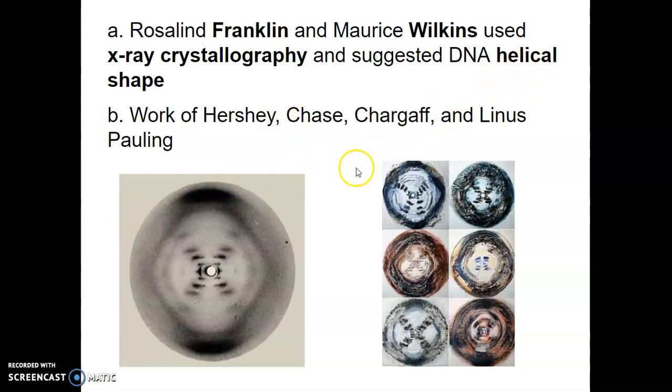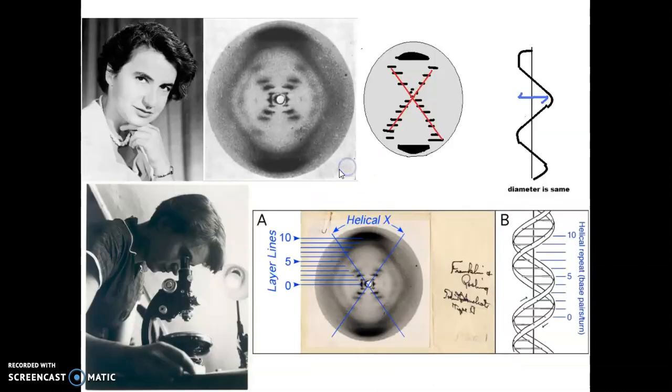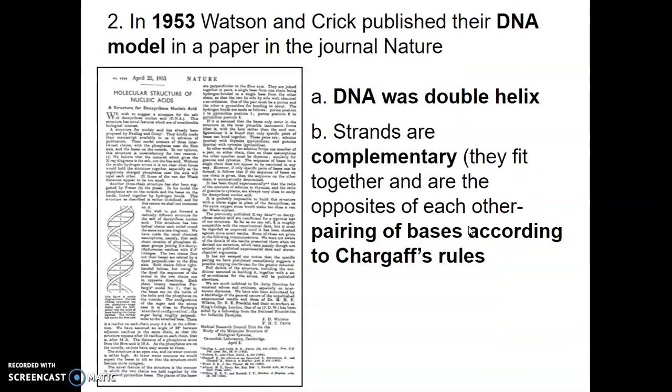Also, the work of these other scientists led to Watson and Crick coming up with that DNA model. This is some pictures of Miss Franklin and some of the things that came from that. This is her photograph. You'll see more about that in the video later on, and kind of how they look down on it diameter-wise. So in 1953, Watson and Crick published their DNA model in a journal called Nature.